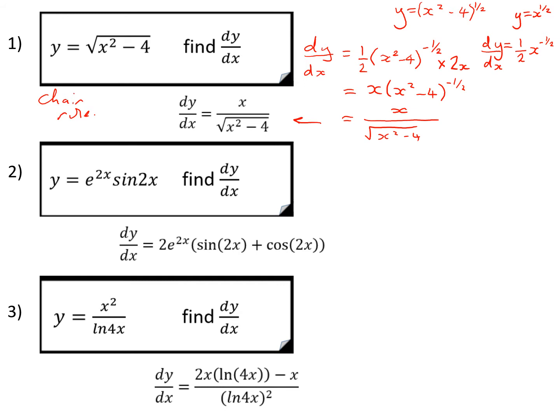This one, here we have two different functions multiplied together. Now when you've got a multiply, another word for multiply is product, isn't it? So here we want to use product rule. Now there is a formula for this: y equals uv. So if y equals uv, then dy by dx is u v dashed plus u dashed v.